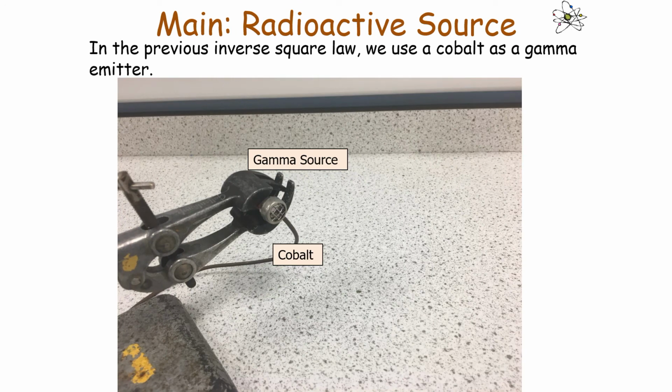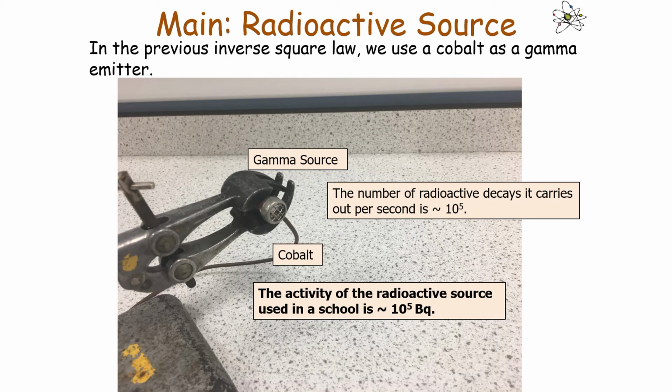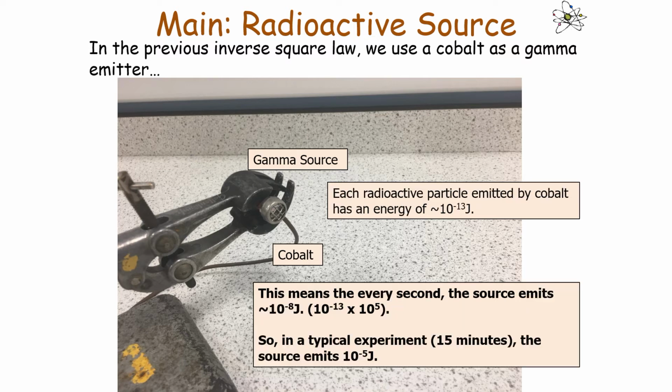Now, previously we have looked at the inverse square law, and we've looked at cobalt as a gamma emitter. Now we can say that the number of radioactive decays it carries out per second is on the order of about 10^5, so this indicates the activity of the radioactive source is about 10^5 becquerels. Now we know that each radioactive particle emitted by cobalt has an energy of about 10^-13 joules, so therefore every second the source emits about 10^-8 joules, because we've got each particle with an energy of about 10^-13 joules and 10^5 particles emitted every second.